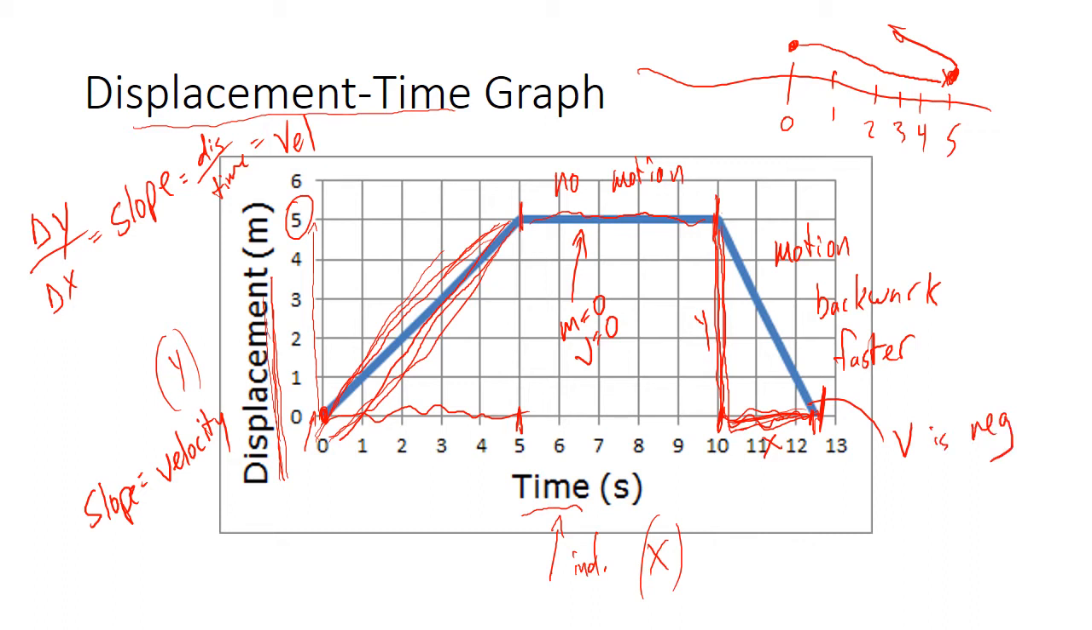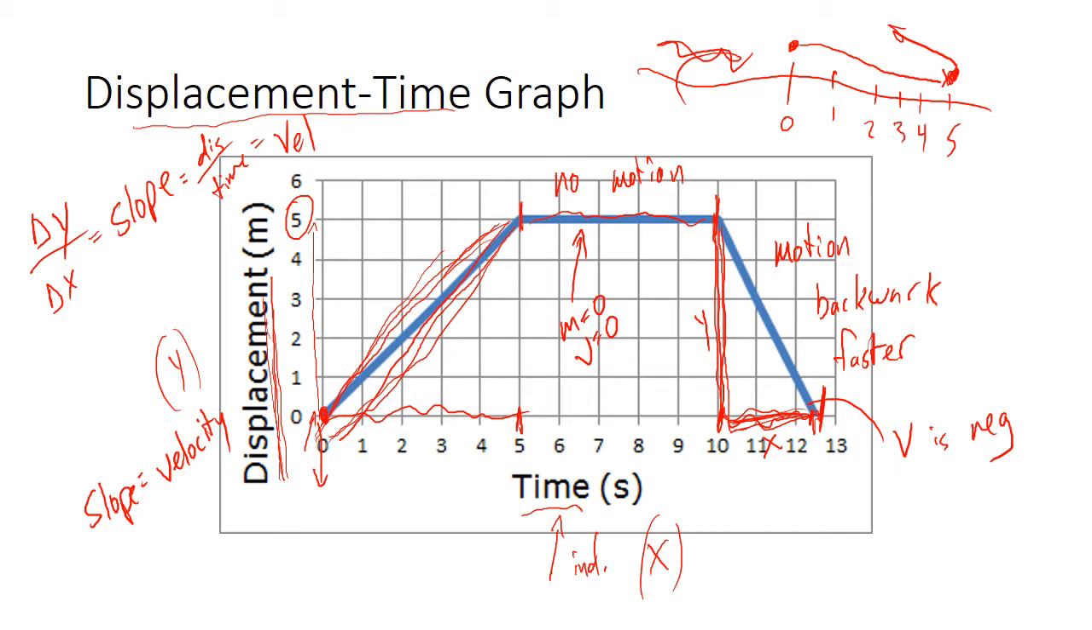Ta-da! So that's pretty much all we can talk about for displacement time graphs. Now, this one didn't have it, but you are allowed to go negative, right? If you went in this area at all, but it didn't show up for this particular graph.